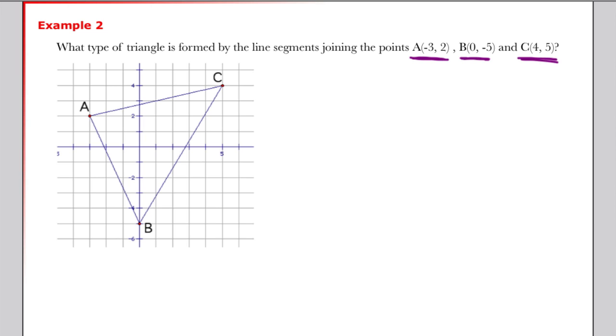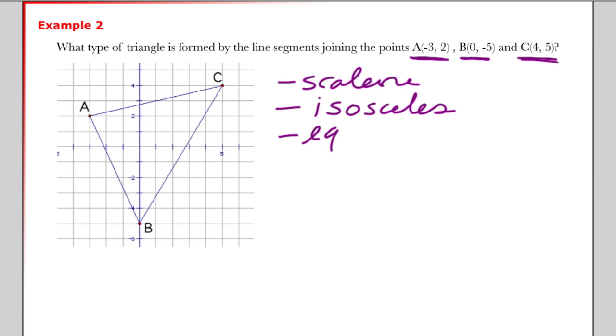So first, what I want you to remember is that we can have scalene triangles, where the sides would not equal each other. They're all different lengths. We could also have isosceles triangles, where 2 sides are the same. And then we could also have equilateral, where all 3 sides equal each other. And so what we need to do to determine what type of triangle this is, is find how long the sides are. So what we might do first is find the length of AB.